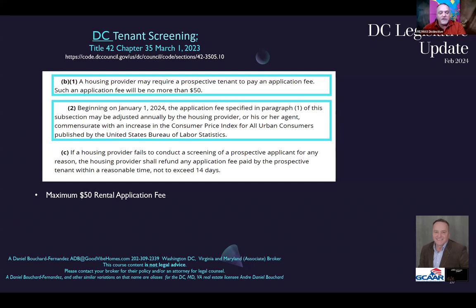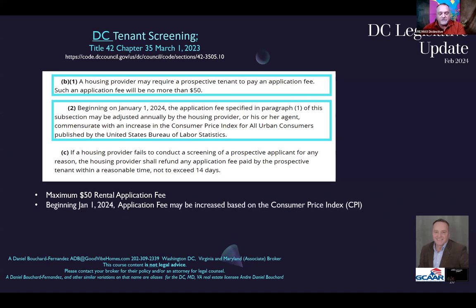So beginning on January 1st, there's a new formula based on the consumer price index, and that formula should be coming up soon on the website in a calculator that you can use for that purpose. But right now I haven't seen it yet.